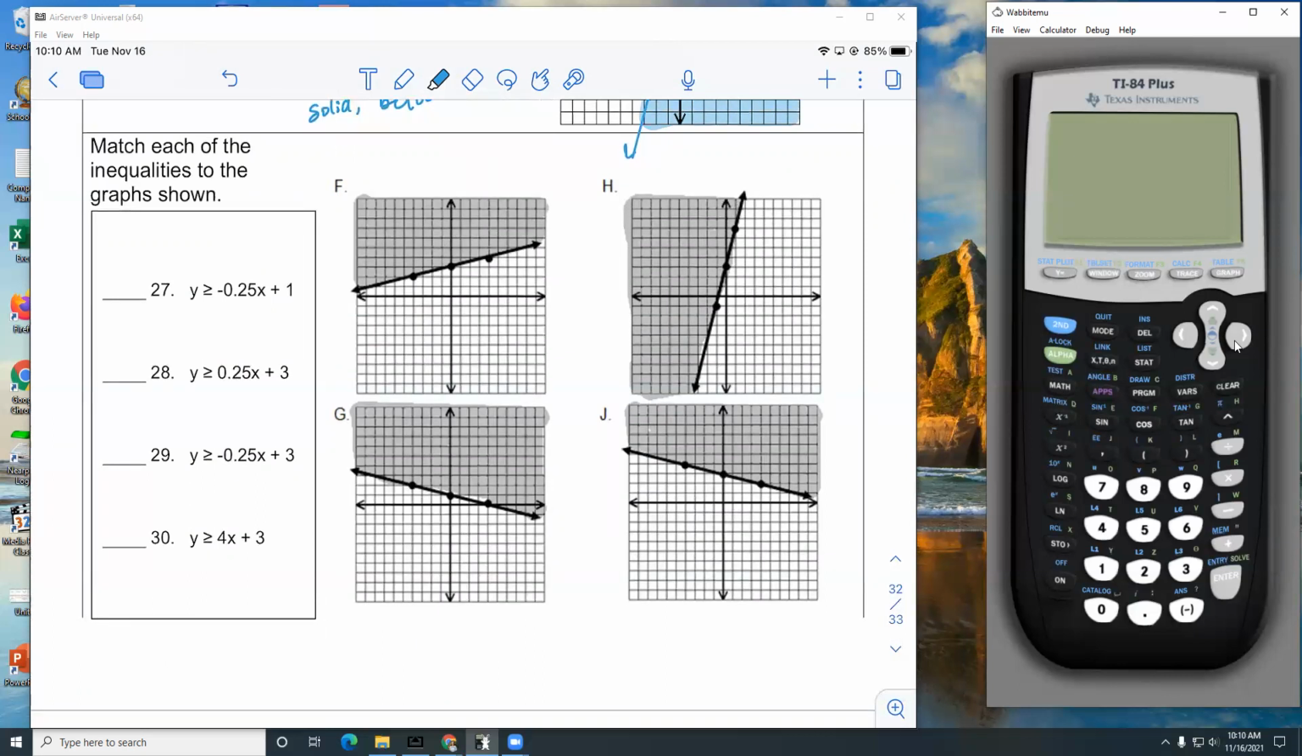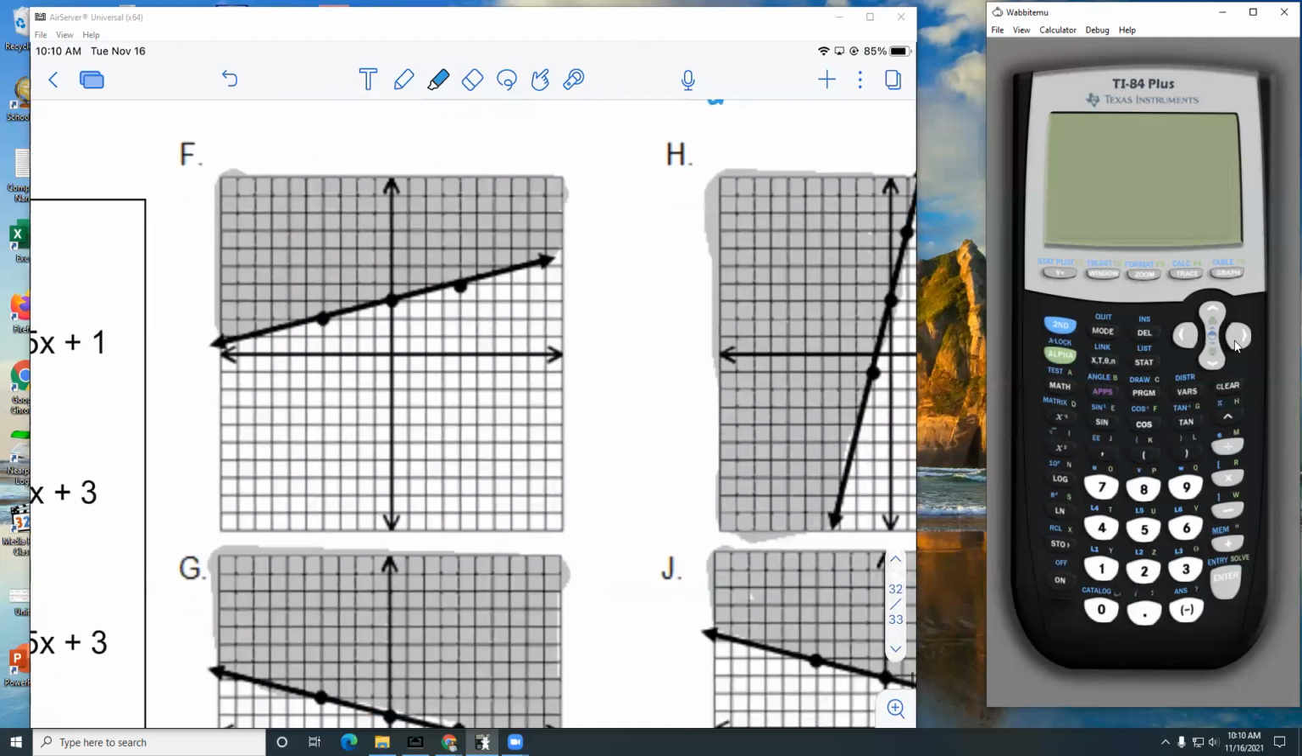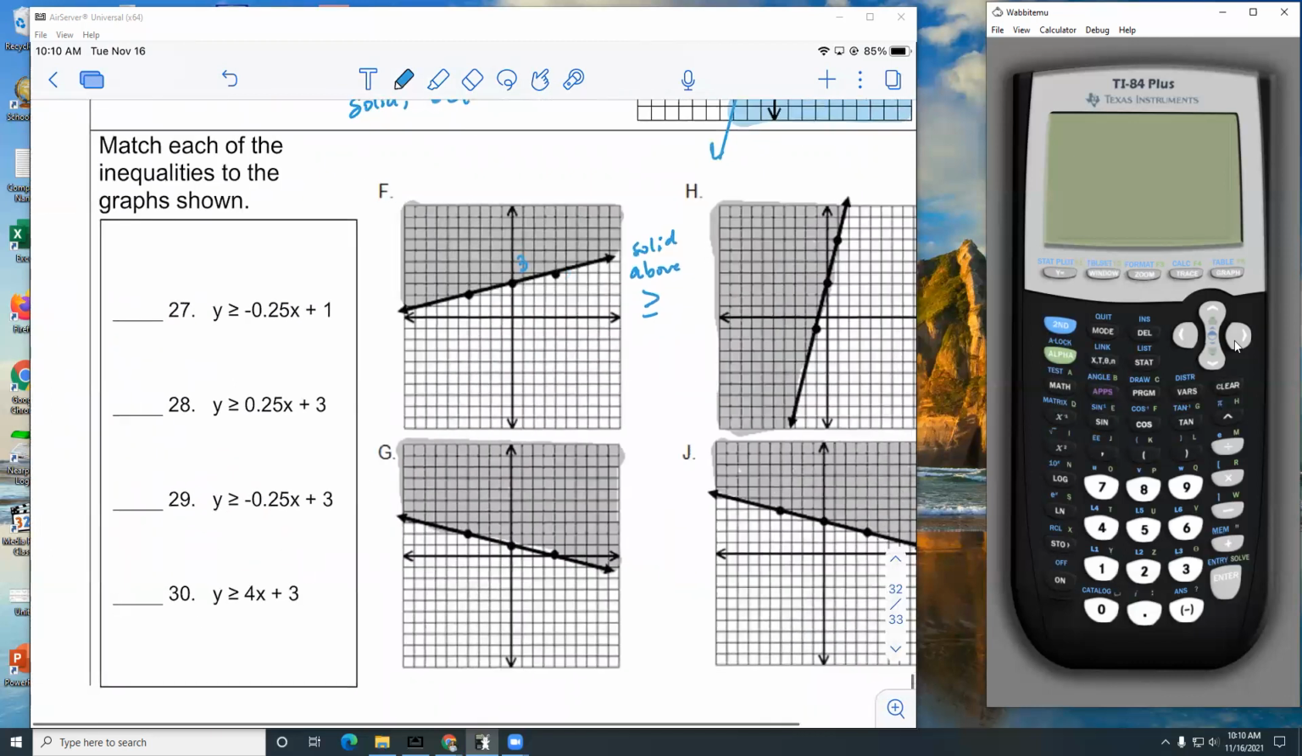So the first thing, F to me, it's got a y-intercept at 1, 2, 3. It is solid and it's shaded above. So I need a greater than or equal to, and I need a +3 at the end. All right. So here it can't be 27. And all right, everything else looks good.